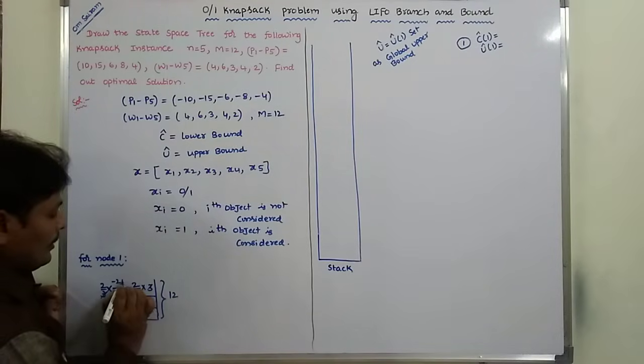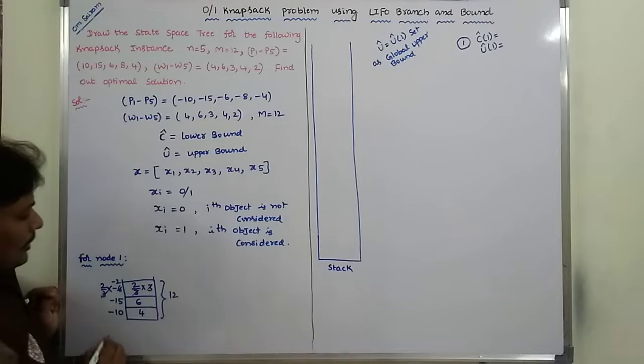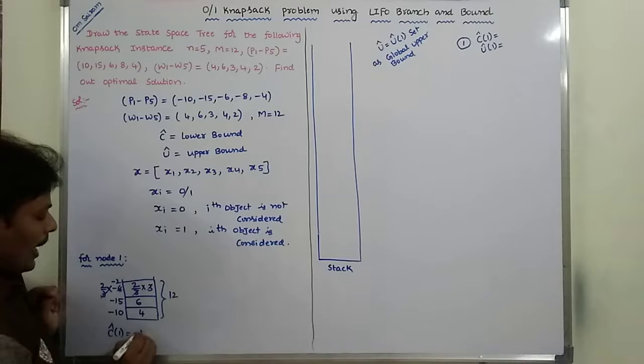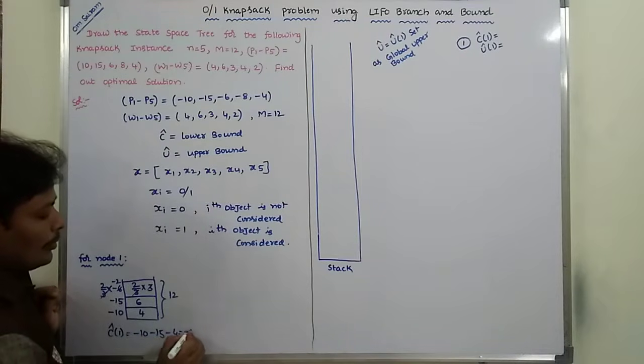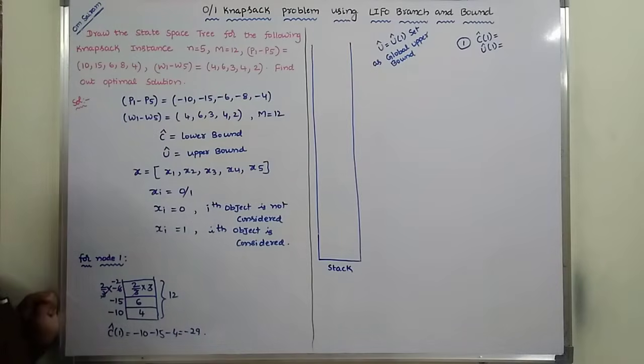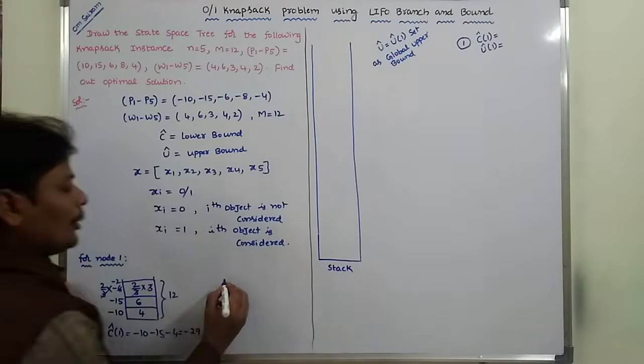So therefore C cap of 1 is equal to minus 10, minus 15, minus 4. That is equal to minus 29. Okay. Now go for U cap.